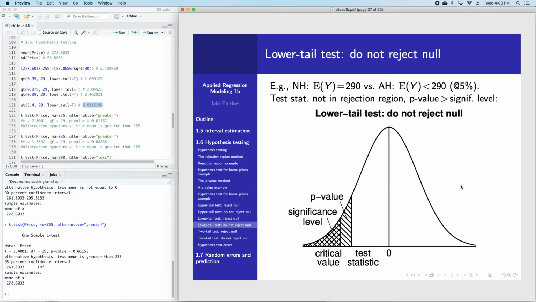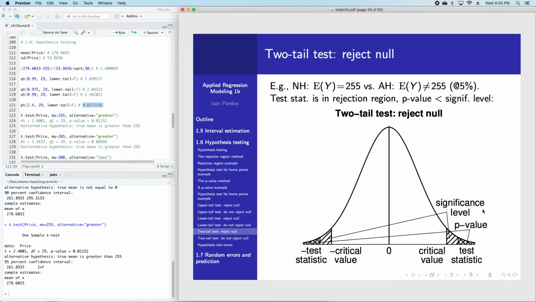Here's an example of a lower tail test where we fail to reject the null hypothesis. Critical value is in the same place, but our test statistic now is not in the rejection region, and our significance level is up to here, but our p-value is all the way up to here, and so it's clearly bigger than the significance level.